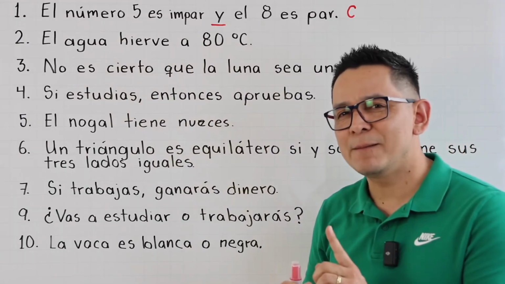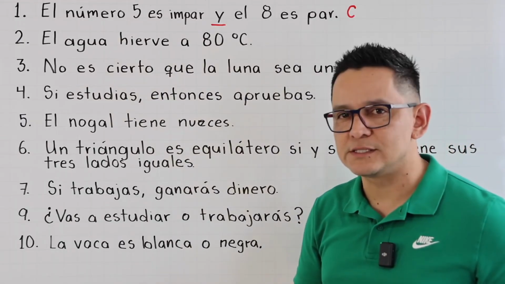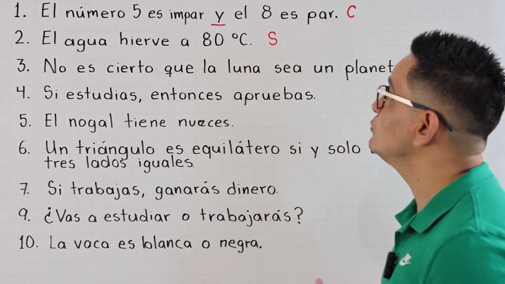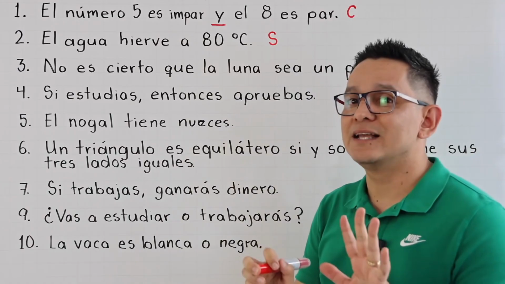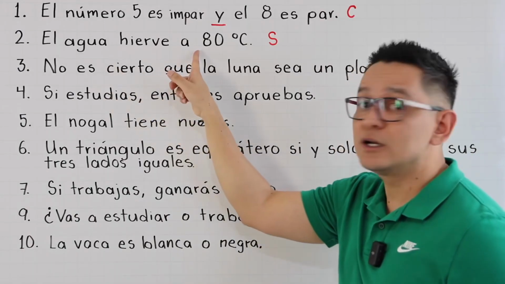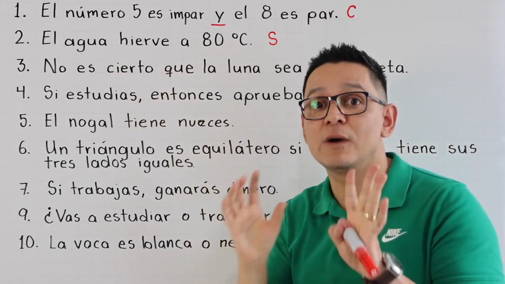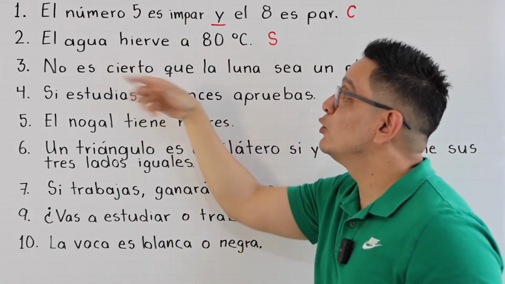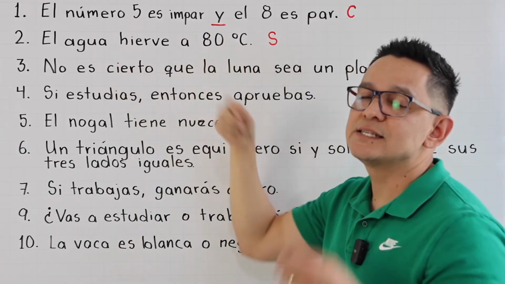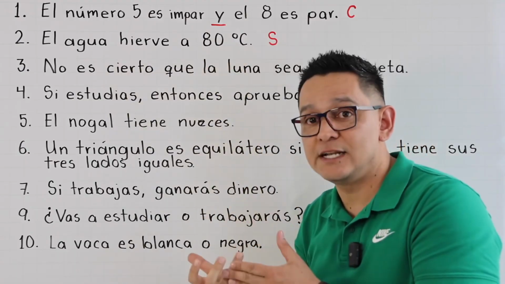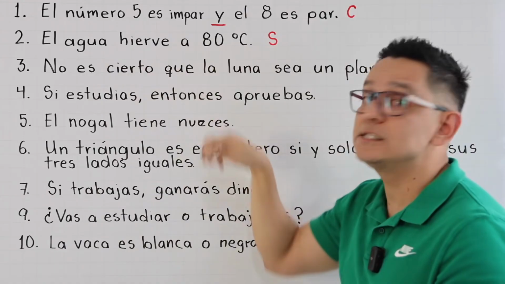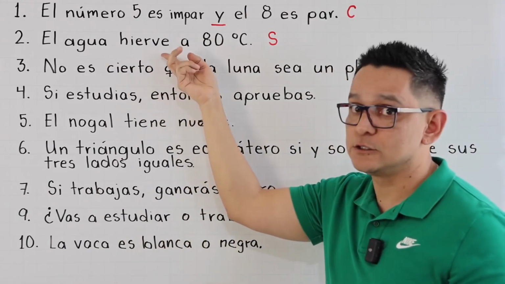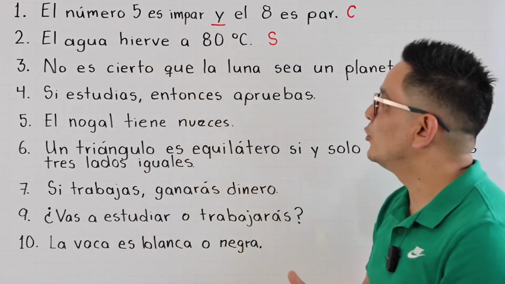Is this a simple proposition or a compound one? Perfect. This is a simple proposition, so we write an S. But here it's important to clarify something. Is this proposition really simple? But its truth value is false. That is, we already know that water doesn't boil at 80 degrees Celsius. We know it boils at 100 degrees Celsius. Therefore, this one here is a simple proposition. It's just that its truth value will be false. That's important, okay? All right, let's continue.